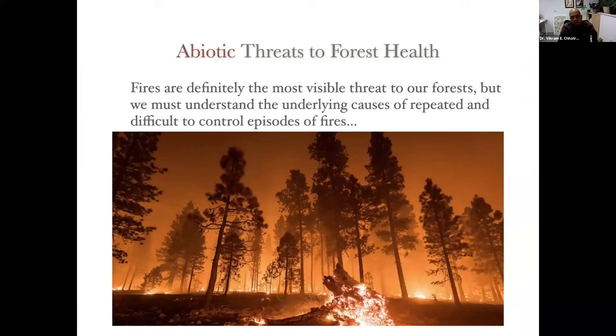So one of the foremost threats that people think of when they think of forests is, of course, fires. And it's because it's most visible. You can clearly see it. It's all over the news. However, fires by themselves are not so much of a danger.